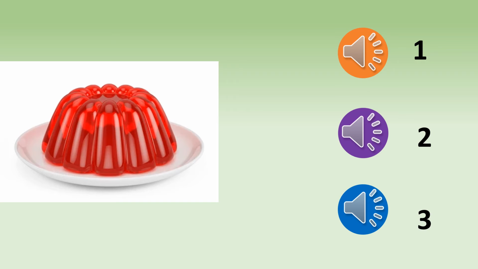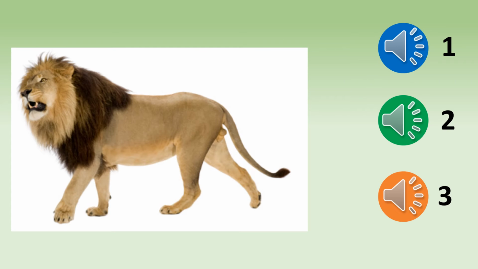How about this one? I think it's a jelly. Number one, okay? Try. J. J, J, jelly. Are you sure? Try. J. Jelly. Very good. How about this one? It's a lion. So we choose one, two, three. Now test which one first. I think no. How about two? L. L. Lion. I think it's okay. Now try. L. L. Lion. Okay. Very good.